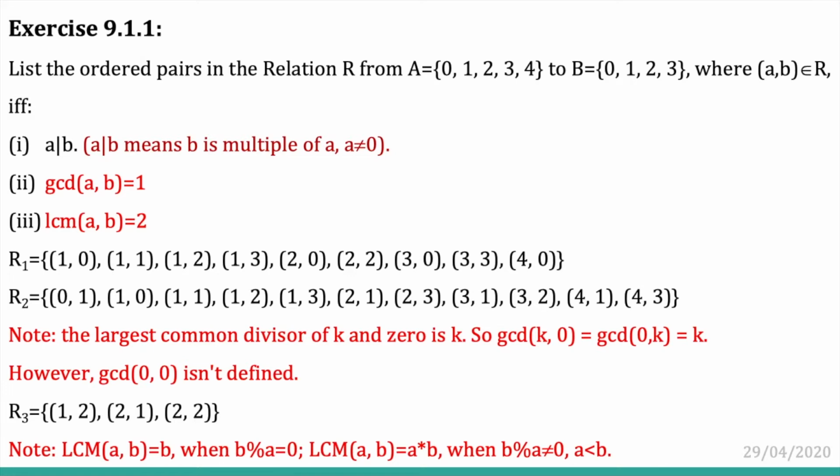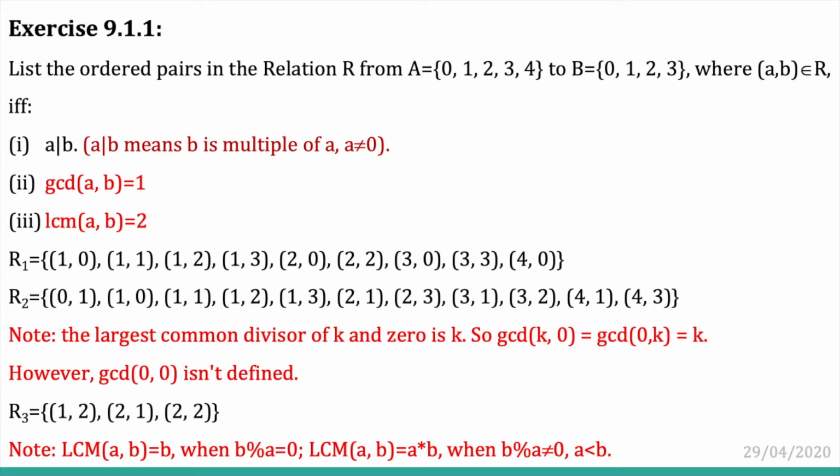Moving next, the relation R2 is defined as a relation that contains ordered pairs A and B if and only if the greatest common divisor of A and B is equal to 1. Now the point to remember here is that the GCD of any number and 0 is the number itself and the GCD of 0 and 0 is not defined. Also, the GCD of any two numbers is equal to 1 when these two numbers are relatively prime.